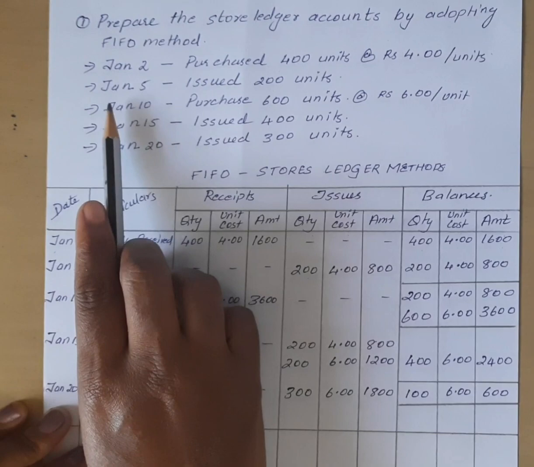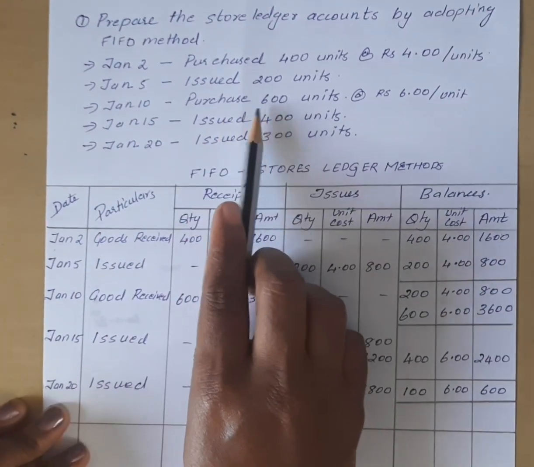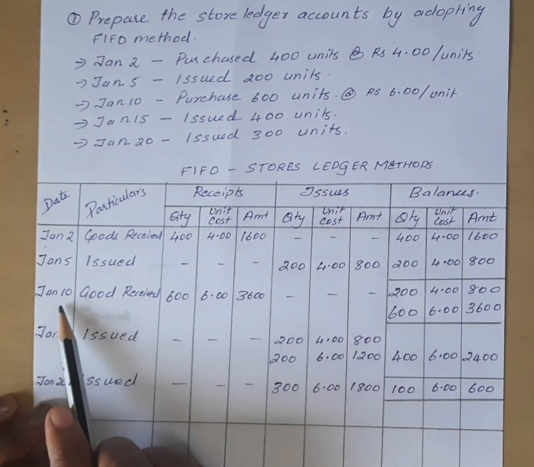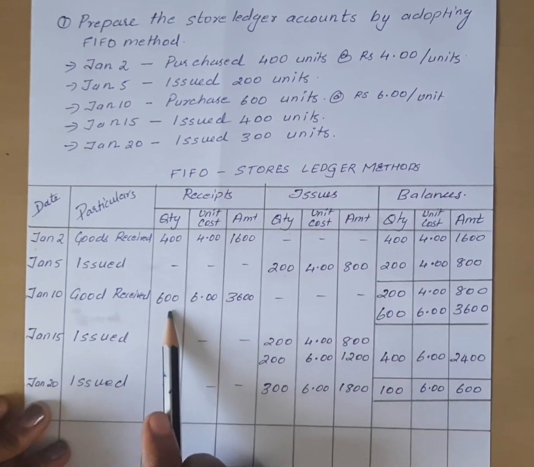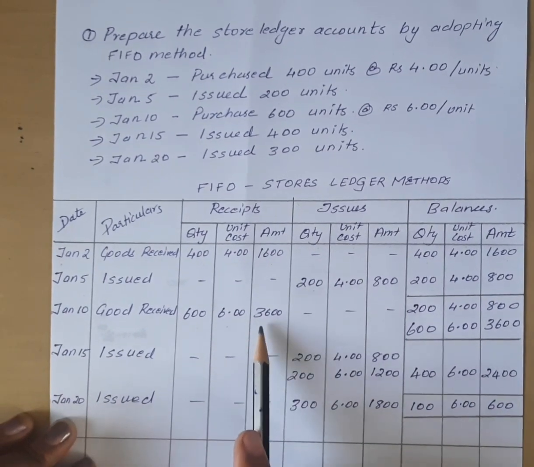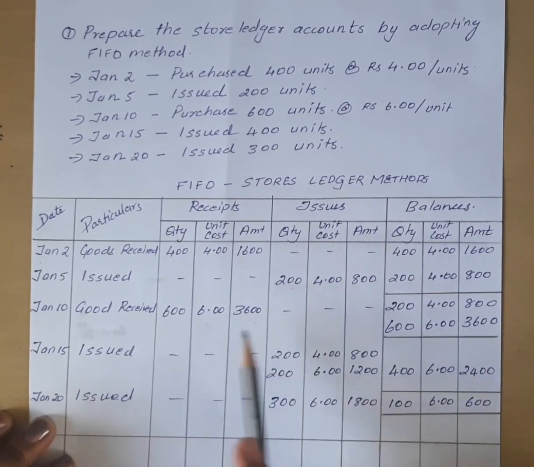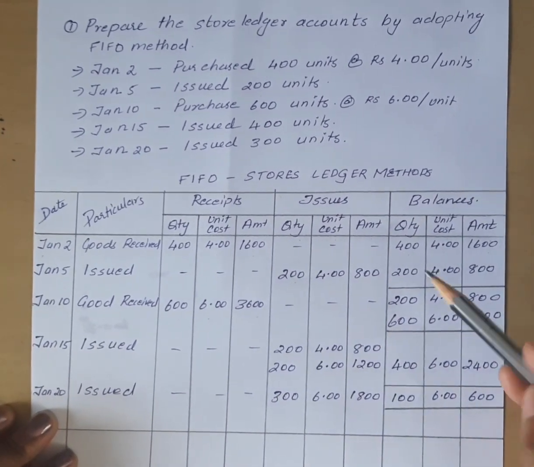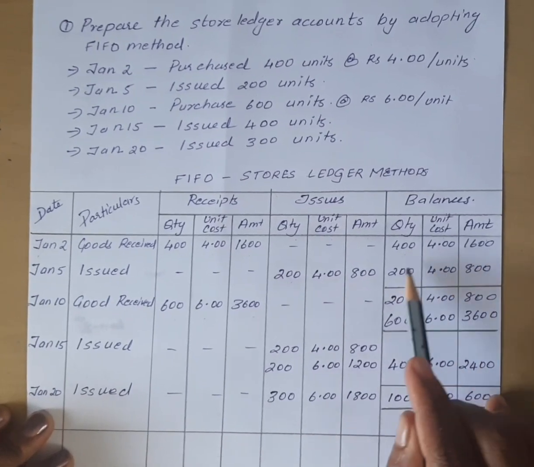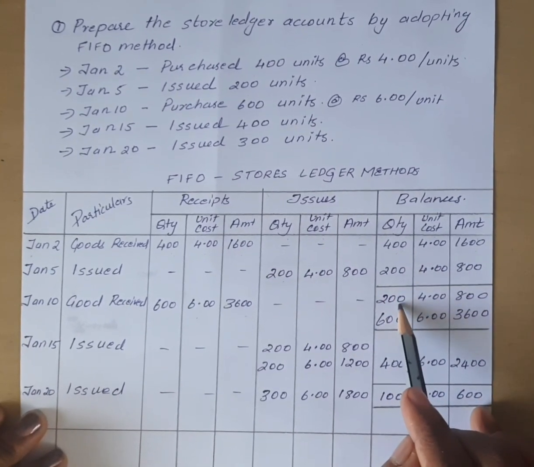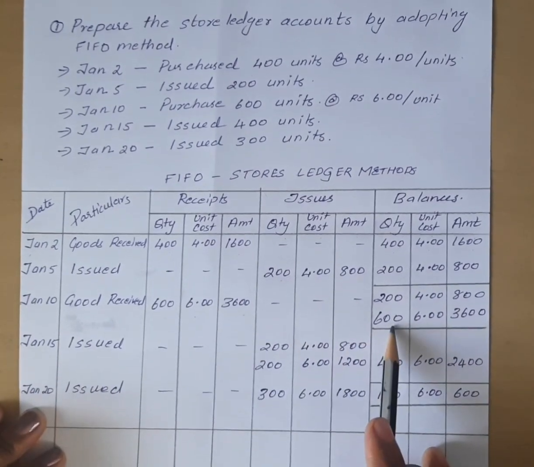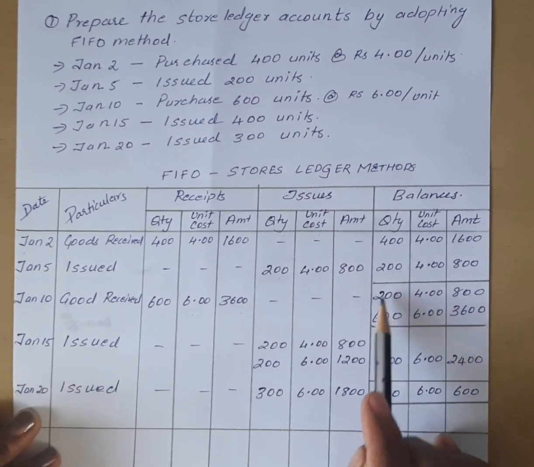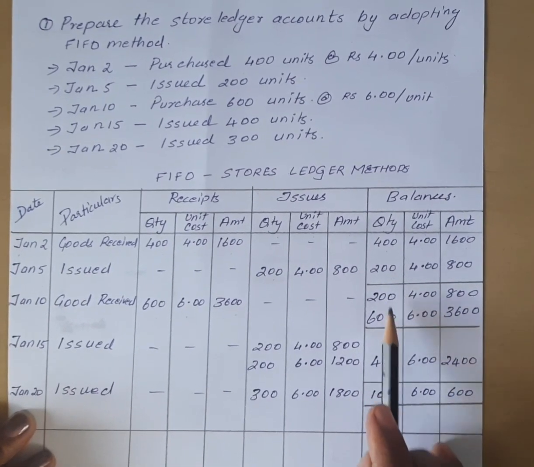Okay, next, on January 10th, they are again purchasing 600 units at the rate of 6 rupees per unit. So write it in the date column, goods received, 600 at the rate of 6. 600 into 6, you will be getting 3600. After writing this, you have to write the balance. Always before writing the balance, first you have to see the previous balance. There is 200. So bring that balance down, and then add the new balance. Already you had 200, and again new balance 600. So the available balance on January 10th is 200 and 600.